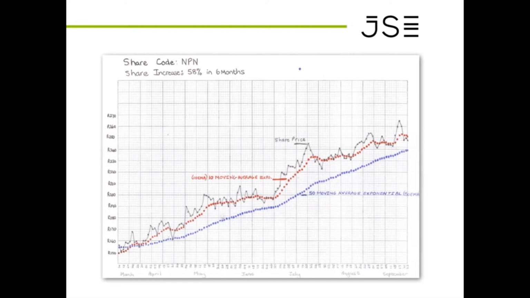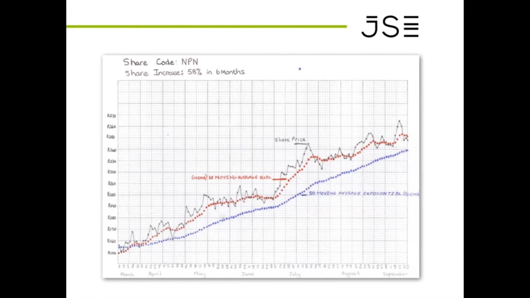Every day I would take the last 10 days' share prices, add them up, and divide by 10. For the 50-day, I take the last 50 days' prices, add them up, and divide by 50. I would plot those little dots every day, and it would show you the direction in which the moving average is moving.